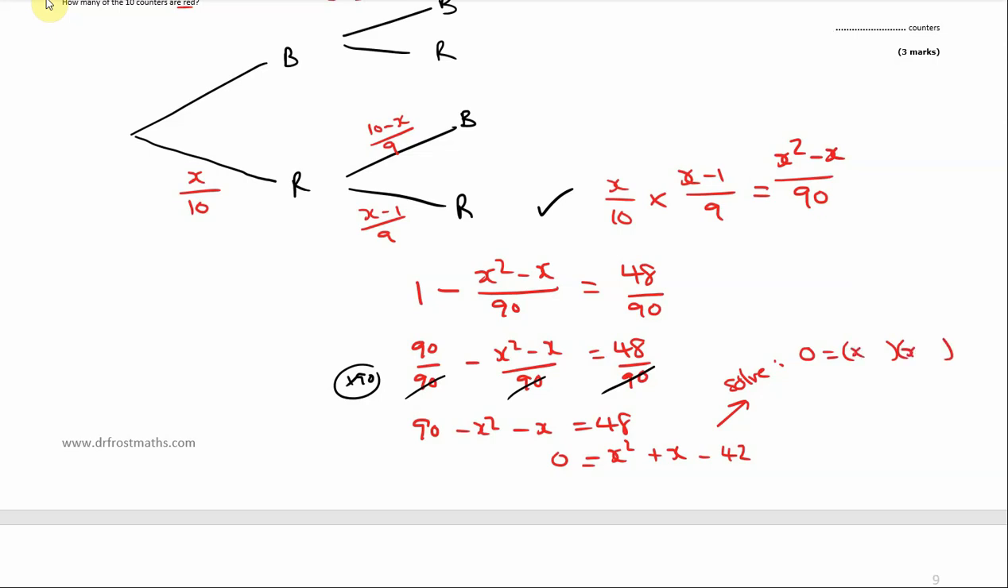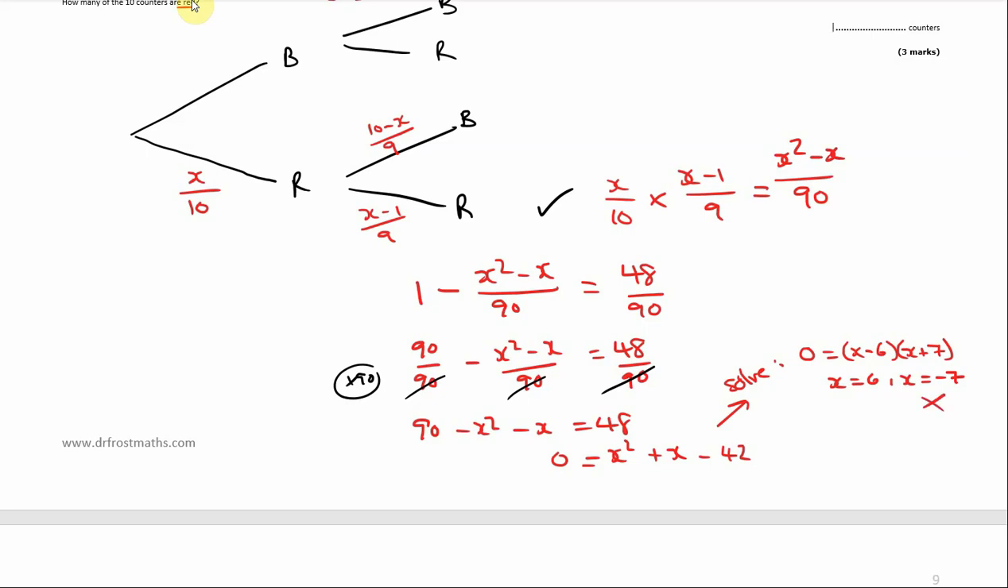This is going to be, I'm going to have 6 and 7 in there, and I'm going to have minus 6 plus 7. So x equals 6, x equals minus 7. Well, I got 2 answers there. I can only have 1 correct answer for the amount of red counters. They can't be both 6 and minus 7. Which one makes most sense?